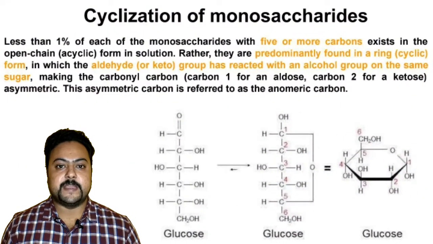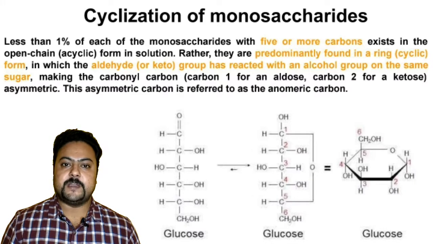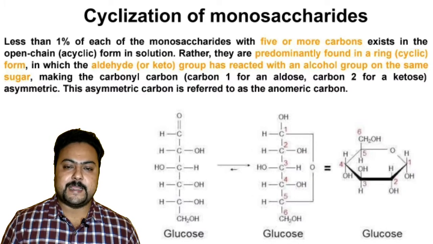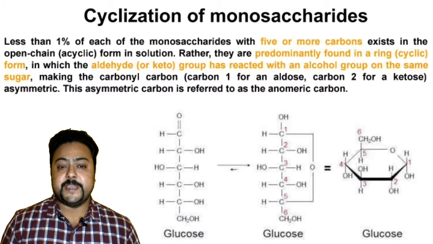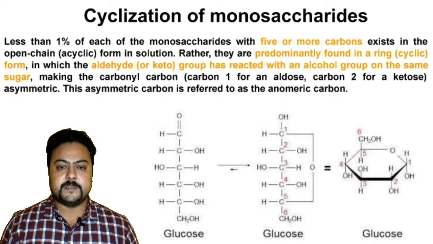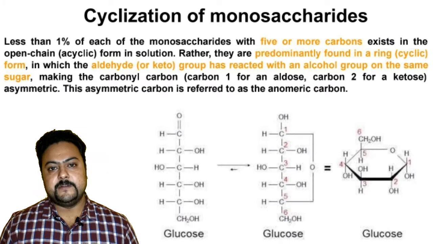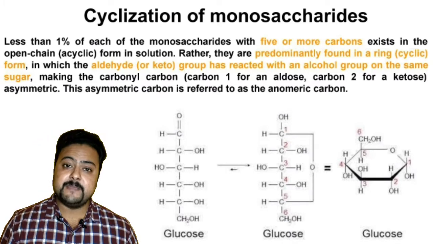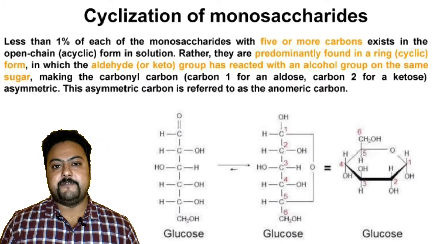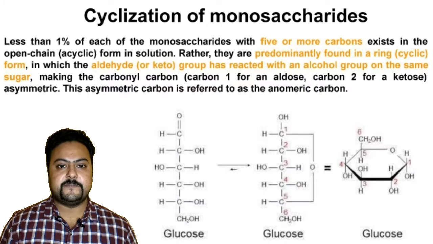Cyclization of monosaccharides. Now naturally, monosaccharide units which are longer than 5 or 6 carbon atoms do not remain in a chain in a solution. So when they're in a chain form in a solution, they automatically react. One of the aldehyde or ketone groups of the monosaccharide reacts with another carbon of the same monosaccharide sugar and forms a cyclic structure. This process is called cyclization of monosaccharides.